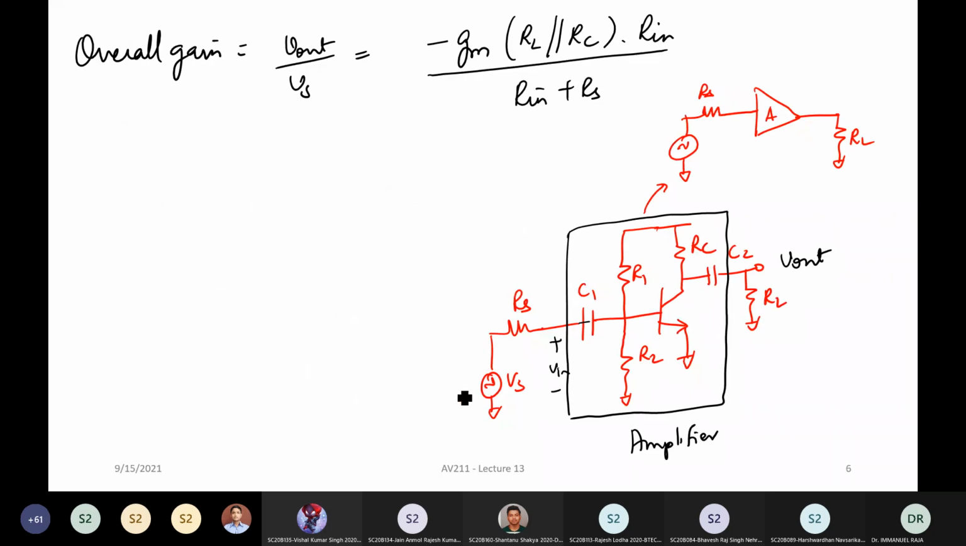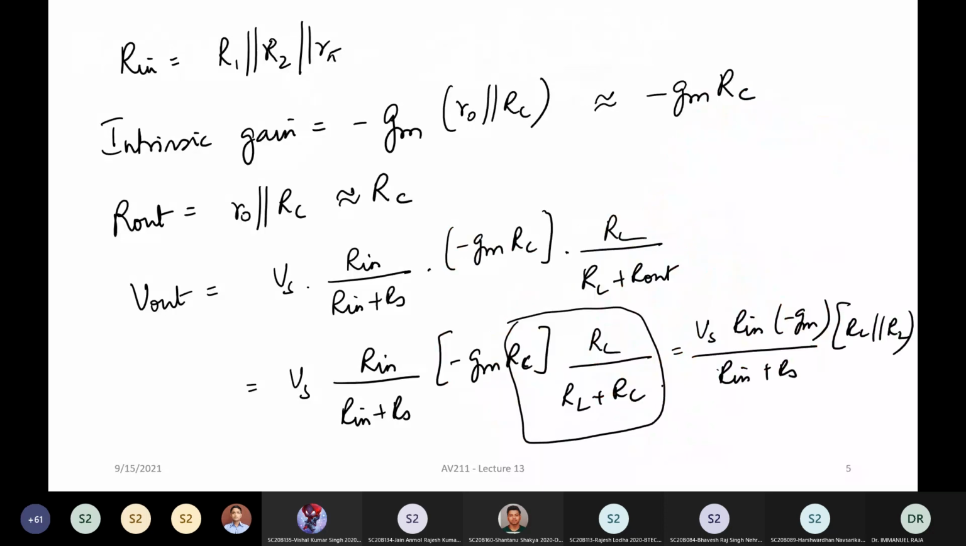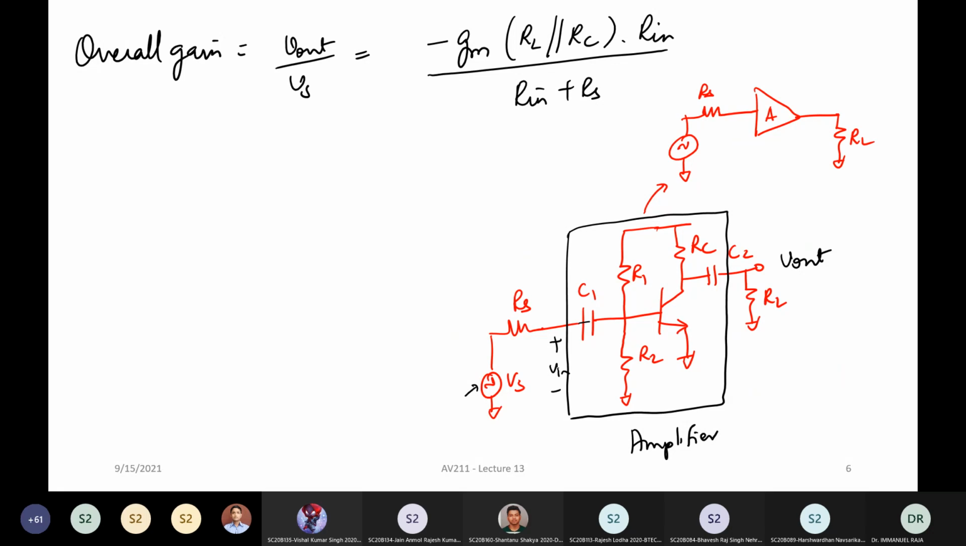as V out divided by Vs, it is given as minus Gm times RL parallel to RC, multiplied by Rn divided by Rn plus Rs. Of course, you can expand Rn, which I have not done, just to keep the expression more clutter free. But this is your overall gain. So is it clear? Any doubts in this aspect?